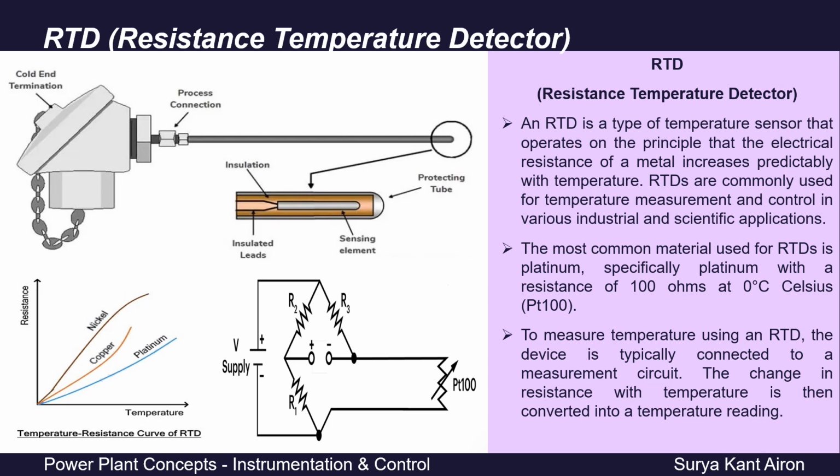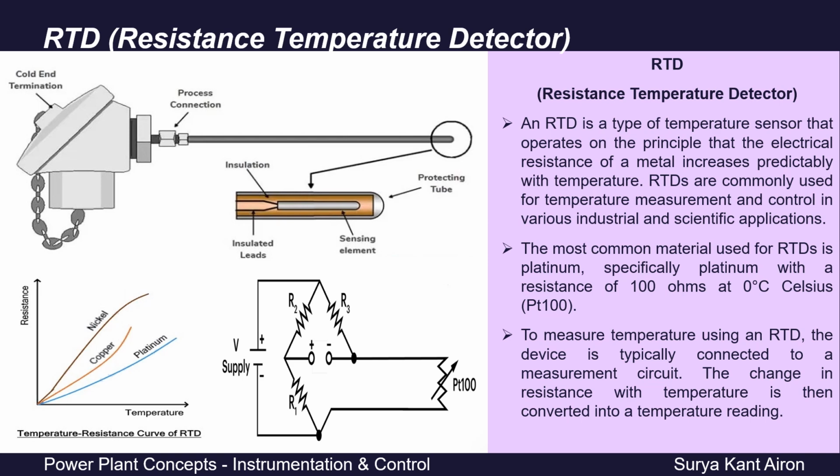So friends, an RTD or resistance temperature detector is a type of temperature sensor that operates on the principle that the electrical resistance of a metal increases predictably with temperature. Simple: resistance increases with an increase in temperature in a predictable, that is linear, manner. RTDs are commonly used for temperature measurement and control in various industrial and scientific applications. An RTD is basically a passive temperature sensing device, and RTDs have a positive temperature coefficient, meaning their resistance increases with an increase in temperature and decreases with a decrease in temperature.